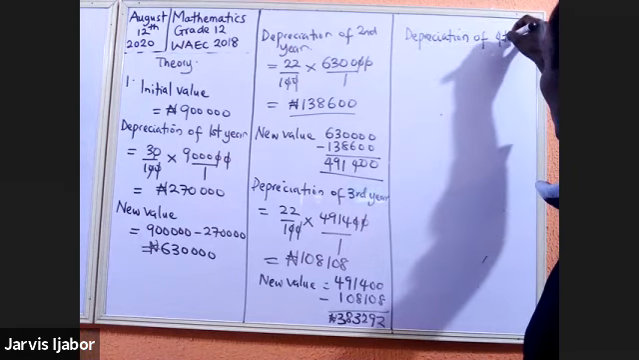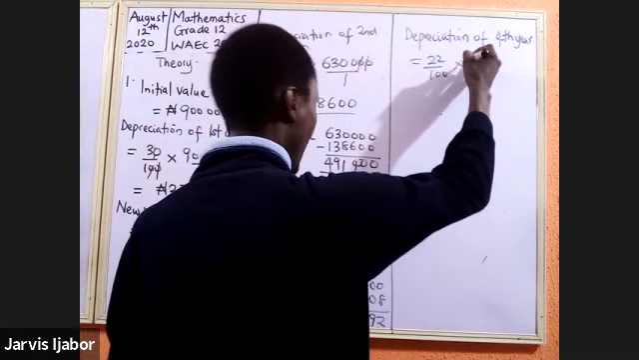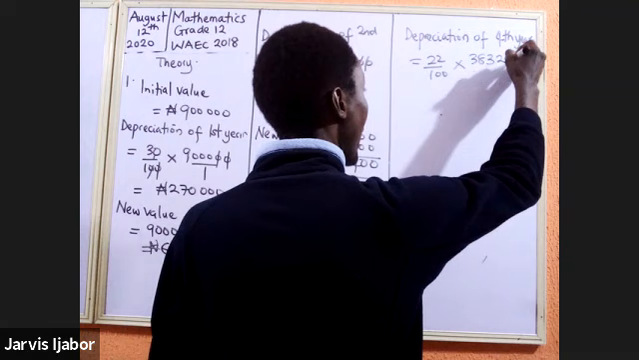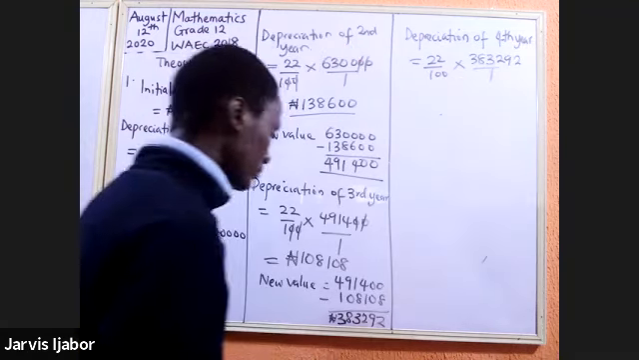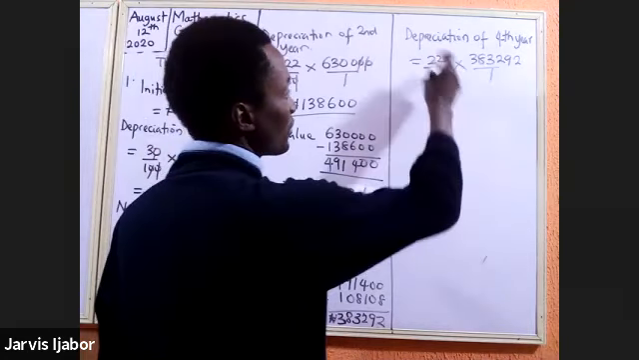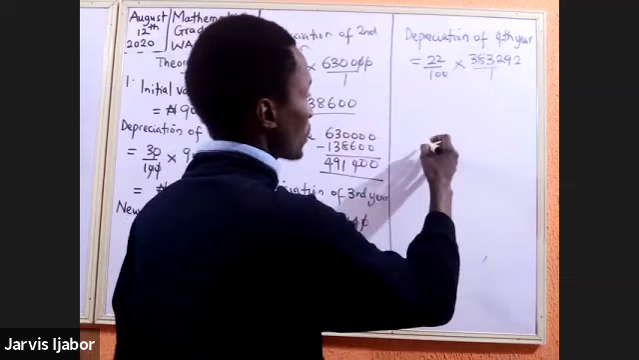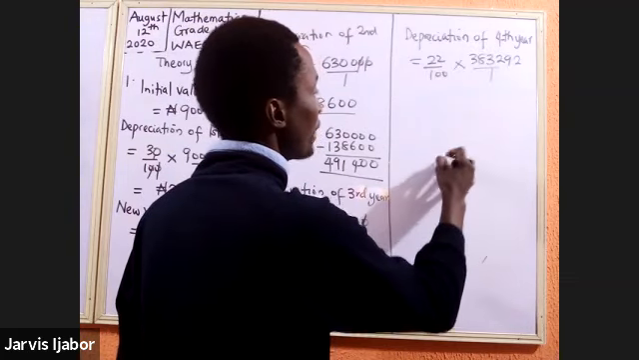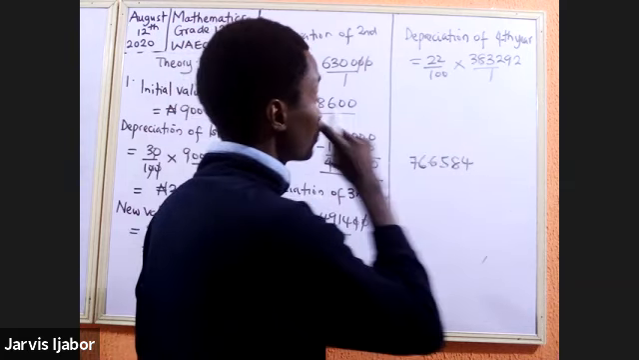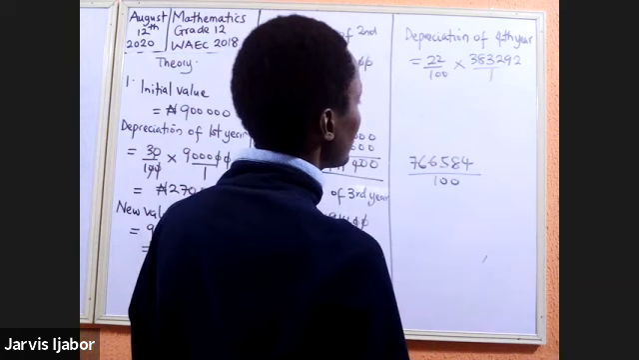Alright, so depreciation of the fourth year, remember I paid at the fourth year, will be what? 22/100 times 383,292/1. So what will the answer be? I will not bother to divide by 100 yet, but from here I can get this. I can still be stubborn. If I multiply by 2, I'm going to get 766,584.